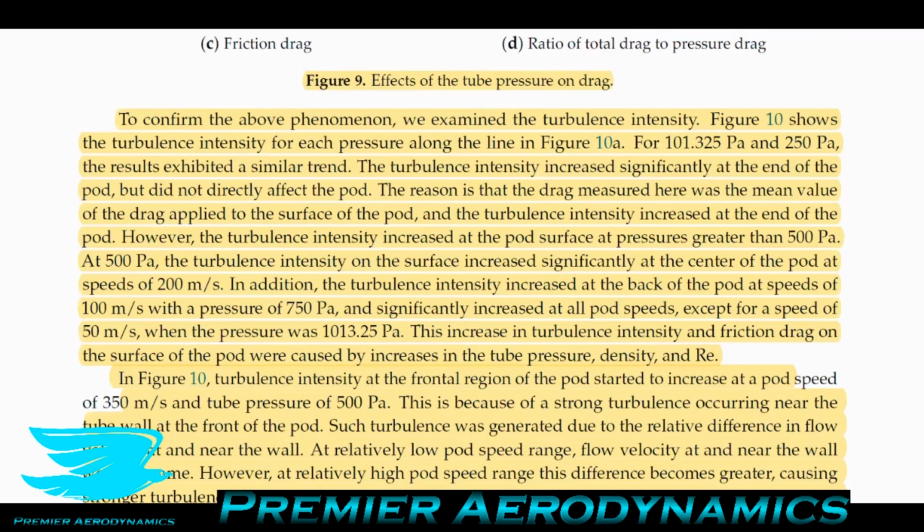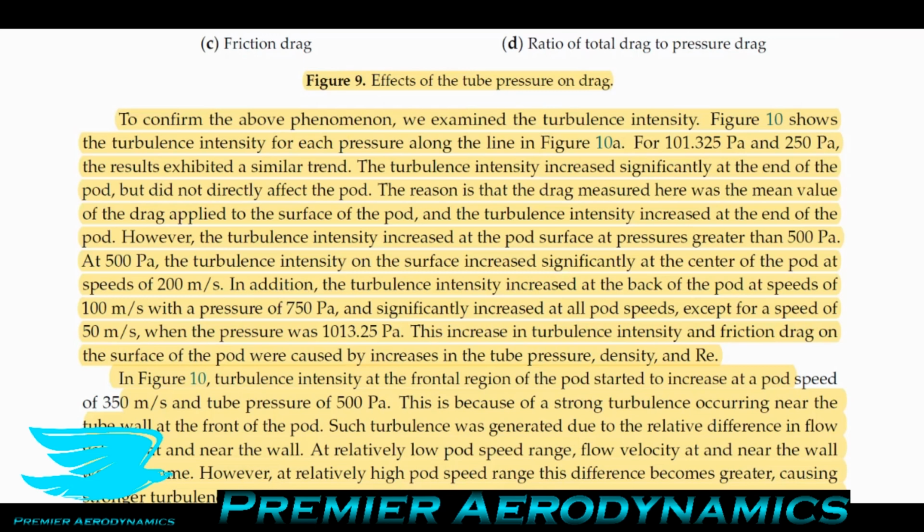So for 100 pascals and 250 pascals, the results exhibit a similar trend. The turbulence intensity increased significantly at the end of the pod, but did not directly affect the pod. The reason is that the drag measured here was the mean value of the drag applied to the surface of the pod, and the turbulence intensity increased at the end of the pod. However, the turbulence intensity increased at the pod's surface at pressures greater than 500 pascals.